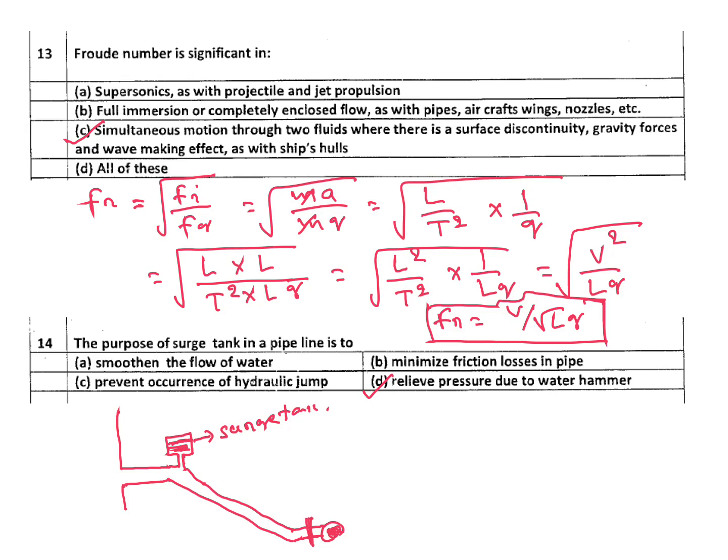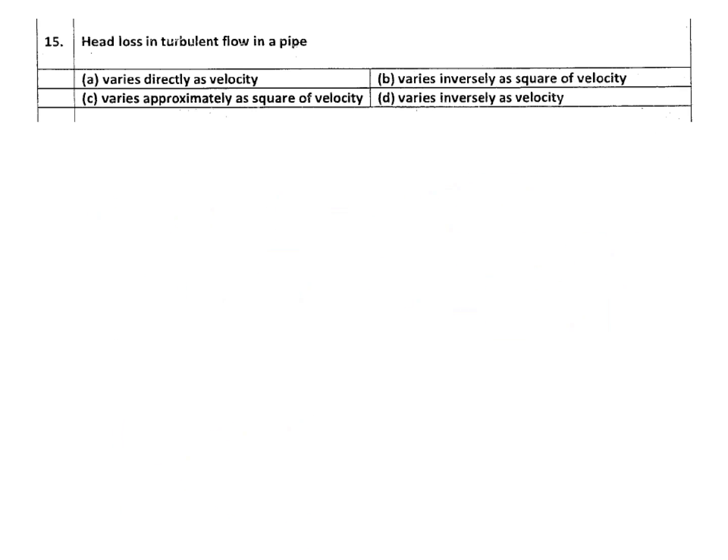Head loss in turbulent flow in a pipe. This is very important for the IAS examination. HF is proportional to V square in turbulent flow, inversely proportional to d to the power 19 by 4. Then the friction factor, F, is proportional to d to the power 1 by 4.